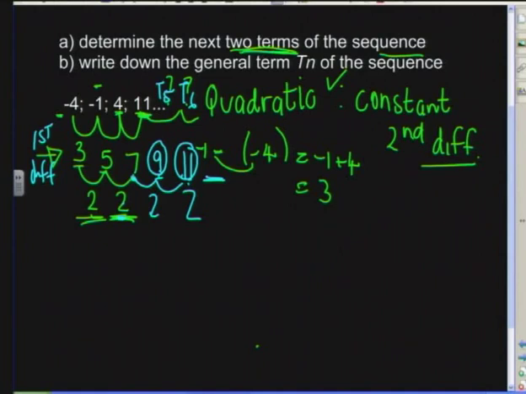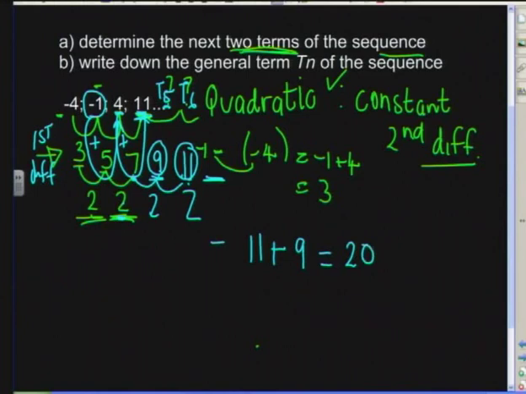Okay, now have a look at how these other terms that were given were worked out. In order to get 4, which is my third term, I went -1 plus 5. -1 plus 5 gave me 4. When I went to term 4, which is 11, in order to get there, I would have had to say 4 plus 7, and that gives me 11. So if I want term 5, I'm going to say 11, which is term 4, plus my first difference, which is 9, and that's going to give me 20. Okay, so that's term 5.